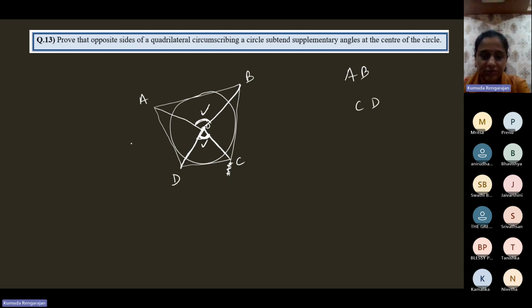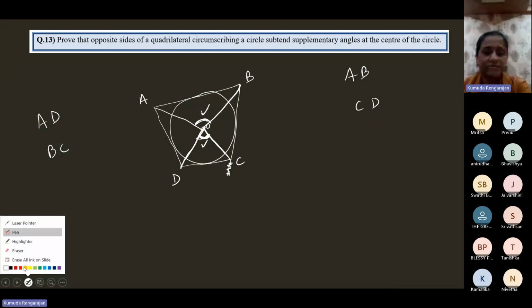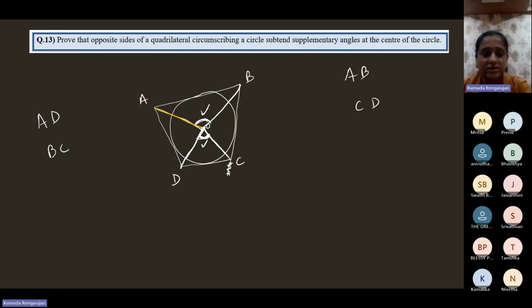Similarly, the other pair of opposite sides are AD and BC. Side AD subtends angle AOD at the center. Side BC subtends angle BOC at the center. You need to prove that these two angles add up to 180 degrees. We'll have to prove that the opposite sides of a quadrilateral circumscribing a circle make supplementary angles at the center.